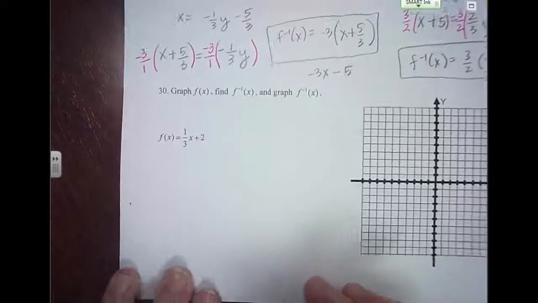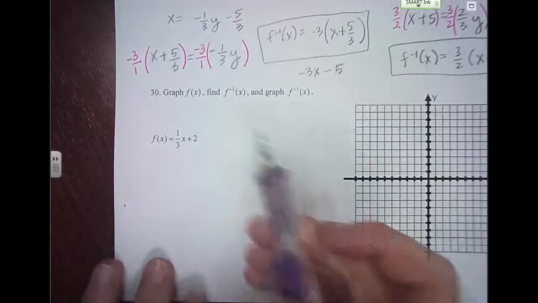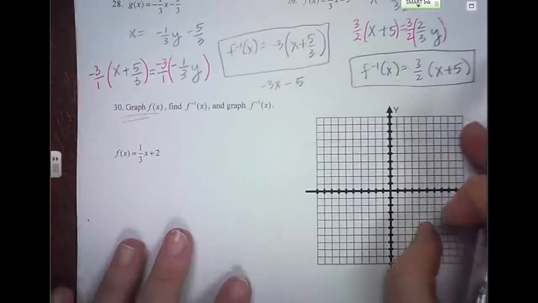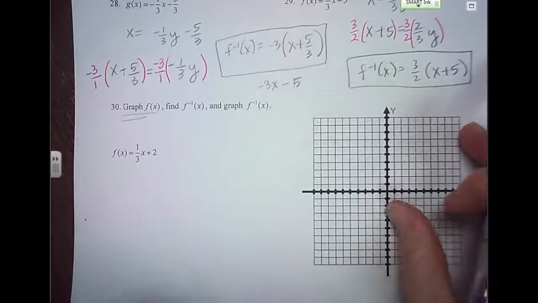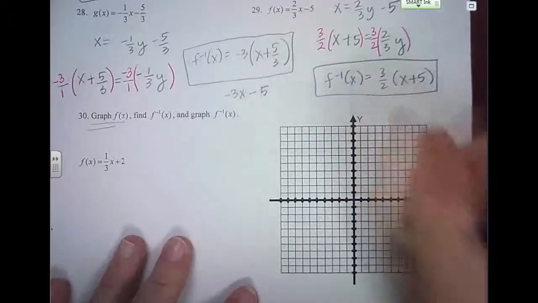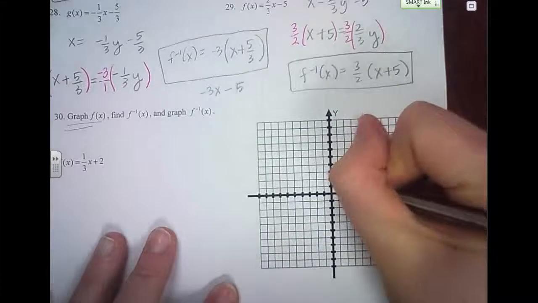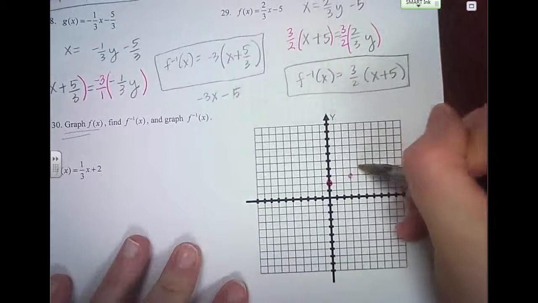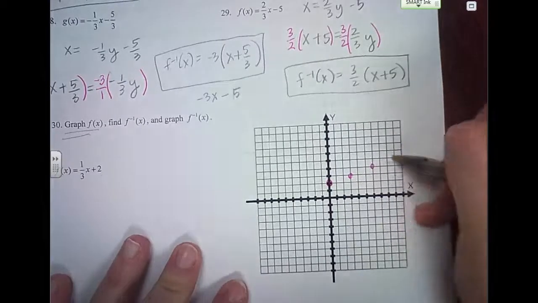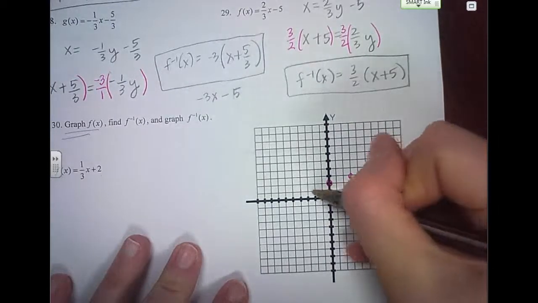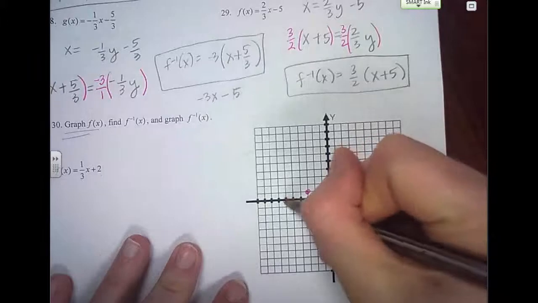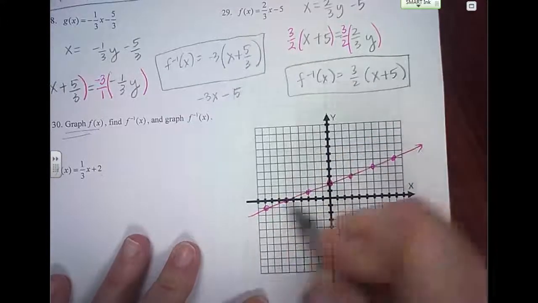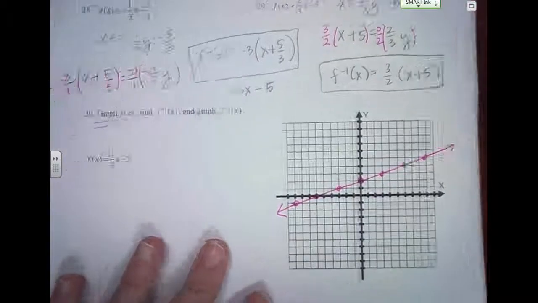Number 30. So this one's a three-step process, or three-step problem. We're going to graph the original function right here. So I'm going to graph it by hand. Remember, if you can't graph it by hand, you can graph it in your calculator. So start at positive 2. And my slope is 1 over 3, so up 1 over 1, 2, 3. Down 1, left 1, 2, 3. So it looks like that. Okay, so there's graphing the original.